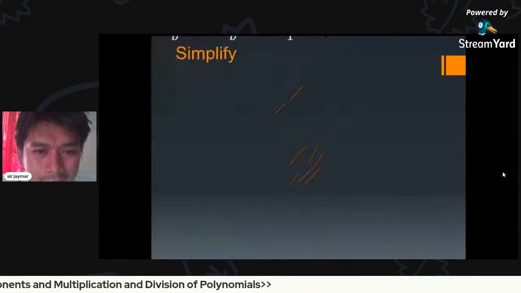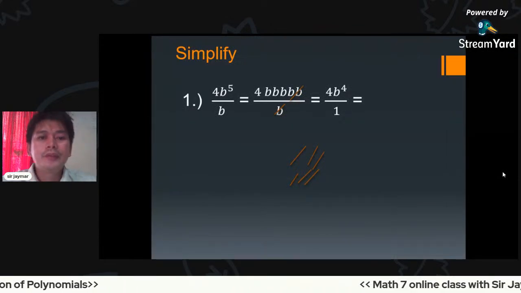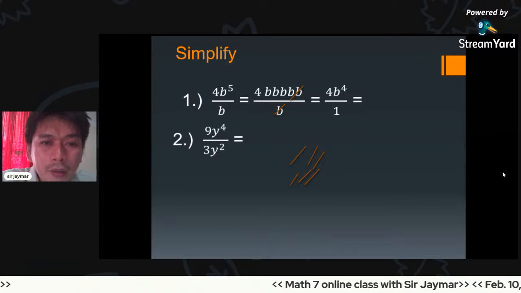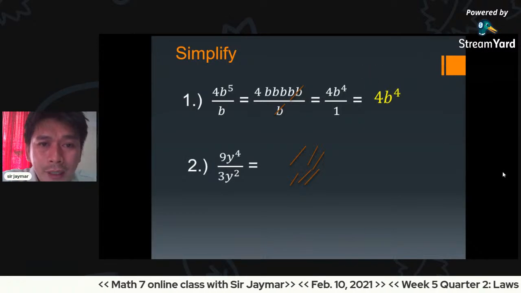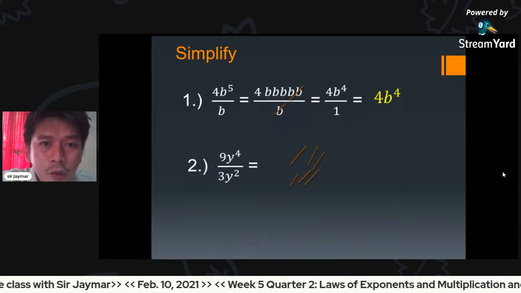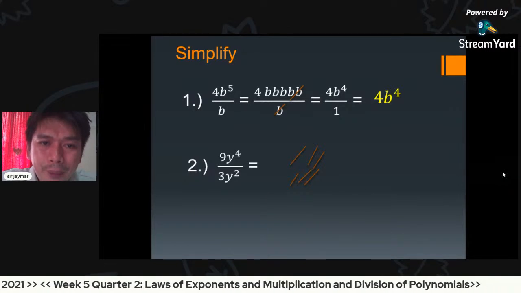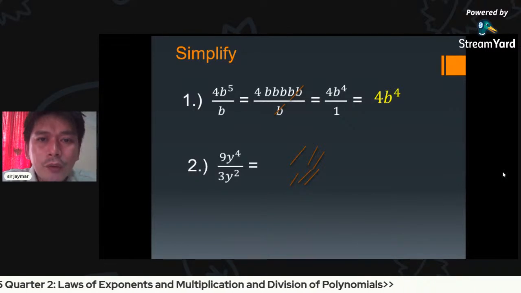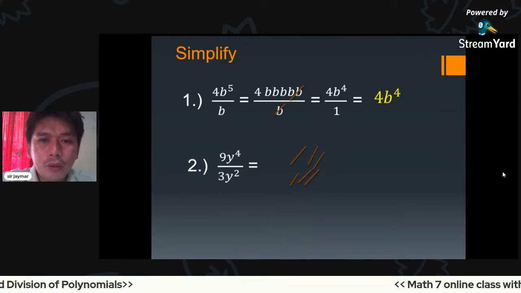So let us see the solution on the screen. It will be shown on the screen. 4b raised to 5 divided by b. So b raised to 5 means b expanded 5 times, divided by b. So you are going to cancel or reduce the b. The remaining will be b raised to 4, times 4, divided by 1. So 4b raised to 4 divided by 1 is 4b raised to 4.